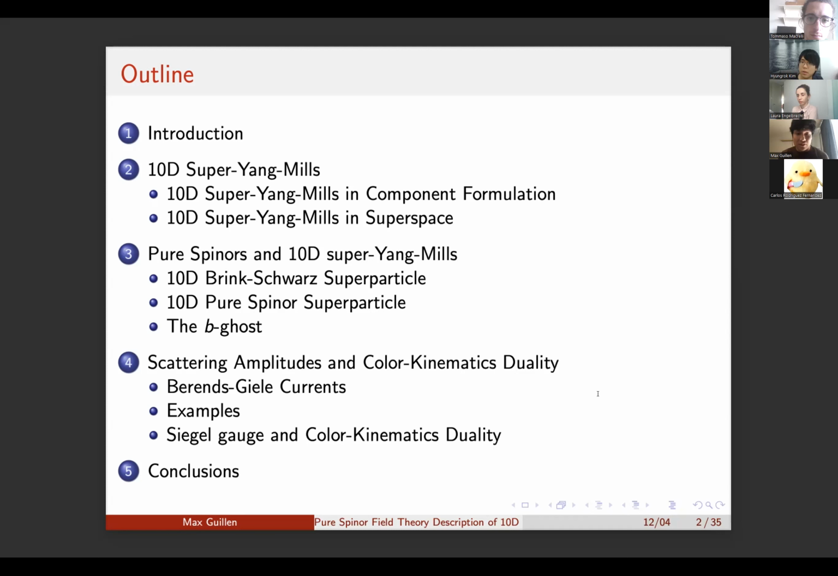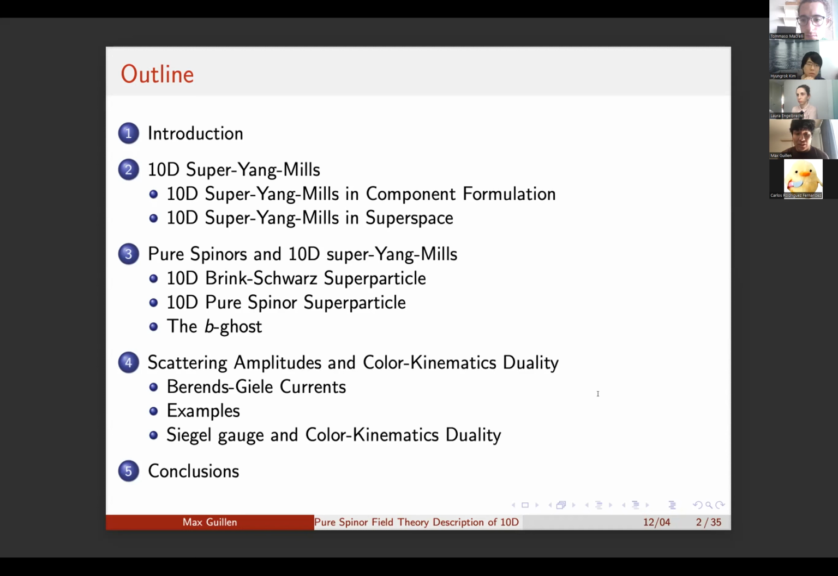So let me start quick because I have only 25 minutes. This is the structure of my talk. I will give some introduction and motivation for why I want to study this problem about pure spinors with color kinematics. Then I will talk a little bit about 10-dimensional super Yang-Mills in its component and superspace formulations. Then I will study the superparticle in 10 dimensions, the Brink-Schwarz version and also the pure spinor version, and we will see how super Yang-Mills emerges from the quantization of these worldline models.